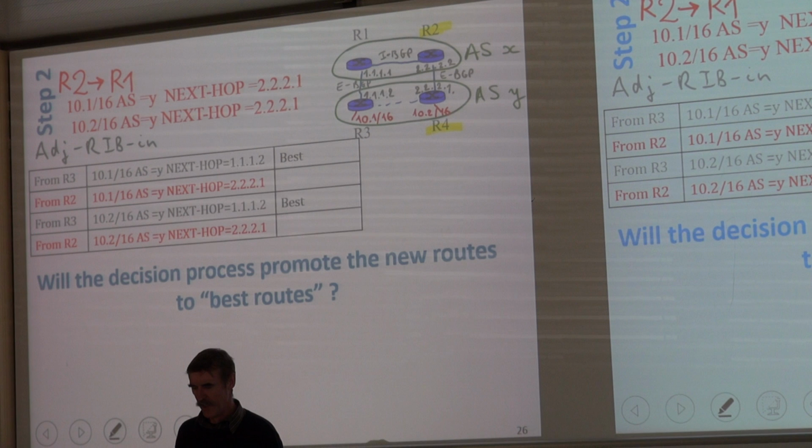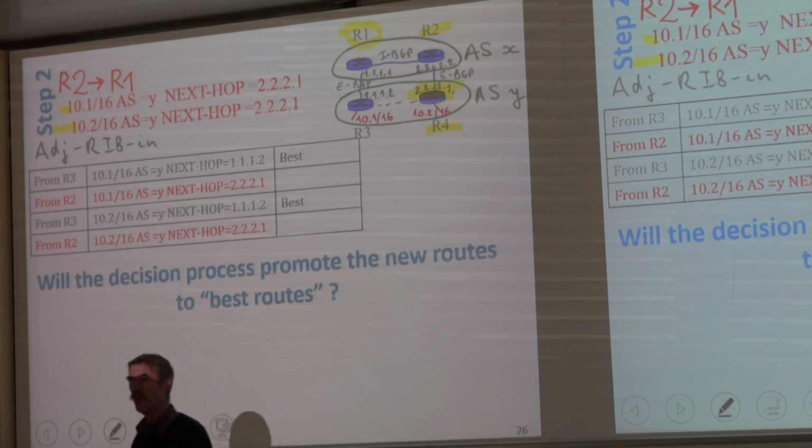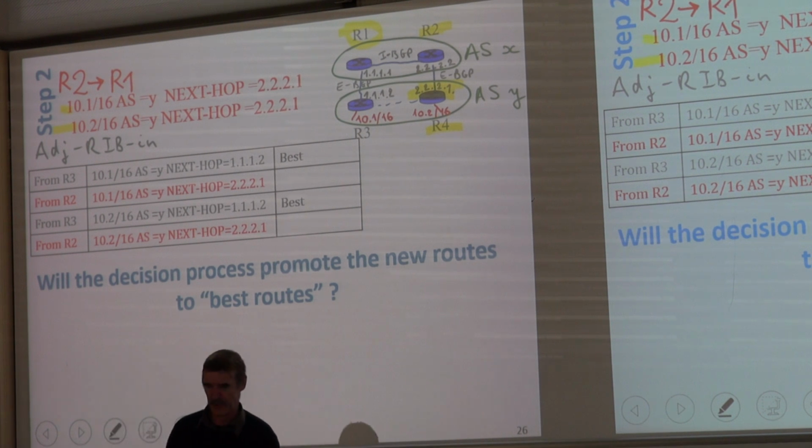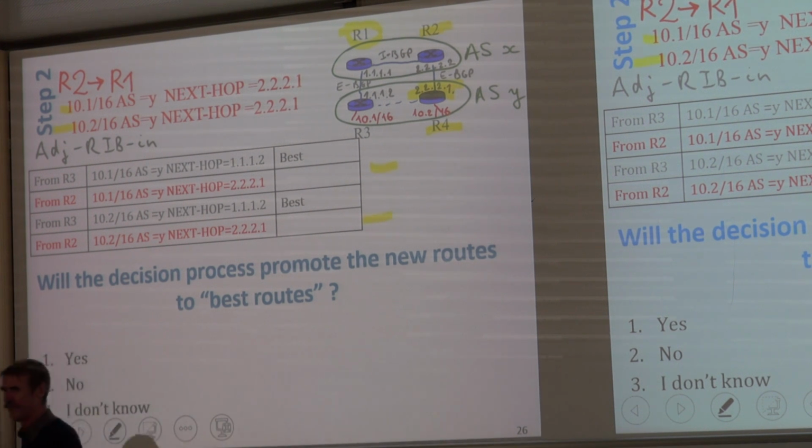So now R2 sends to R1, we zoom on R1, those two messages, the same routes, 10.1/16 and 10.2/16, but with a different next hop. The next hop is this one. This router will put it in its in database, which corresponds to the red lines here. Now the decision process will do something. What will it do? Will it pick the new routes or not?